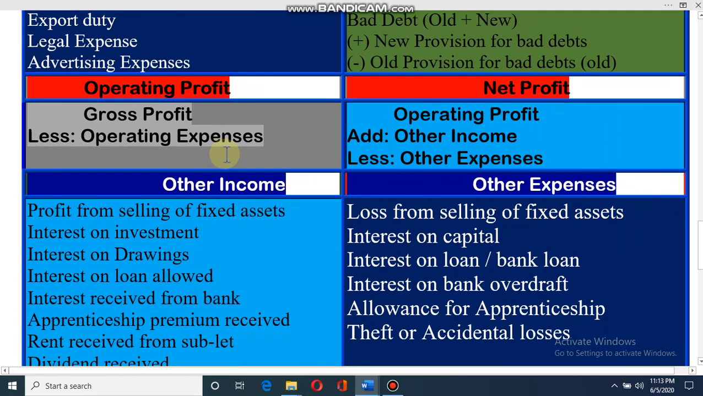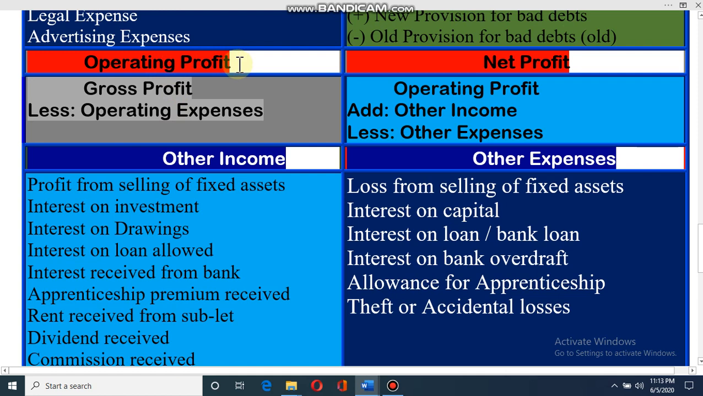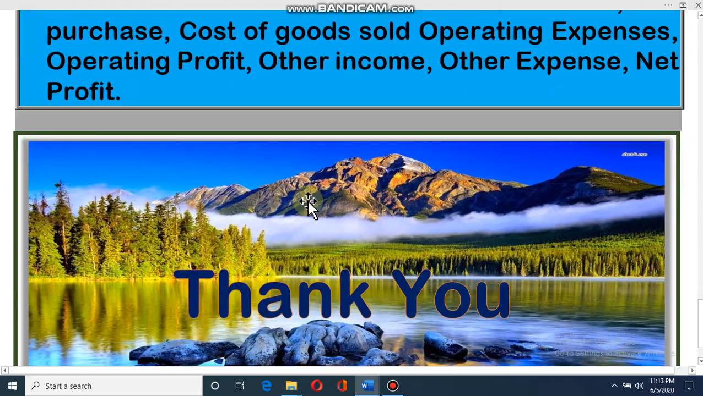Dear student, now the formula of operating profit, how you will get the operating profit. Last class, dear student, you learned how you can find out the gross profit. I am telling it again for you. If you can remember, net sales less cost of goods sold, then we find the gross profit. So from that gross profit, if you subtract operating expenses, then you will get the operating profit. You can see the list here also.